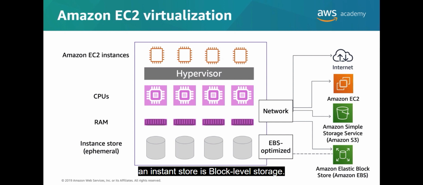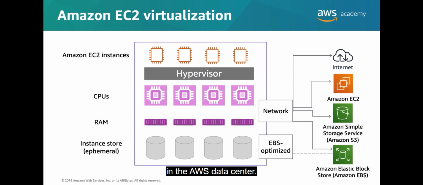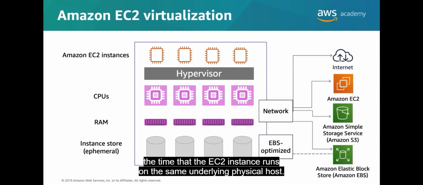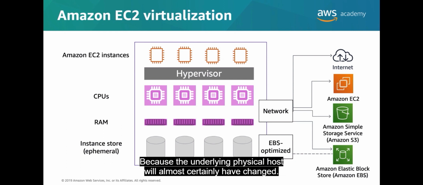Some EC2 instances use something called an instance store. An instance store is block-level storage, which means that the operating system driver can read and write to it at the block level, though application access usually happens at the file system level. This type of storage is referred to as ephemeral storage because it's physically attached to the underlying host computer in the AWS data center. Its content can only persist for the time that the EC2 instance runs on the same underlying physical host. If you reboot an instance, the data in the instance store will persist. But if you stop the instance, the data is lost because the underlying physical host will almost certainly have changed.